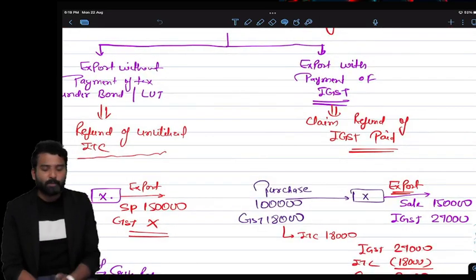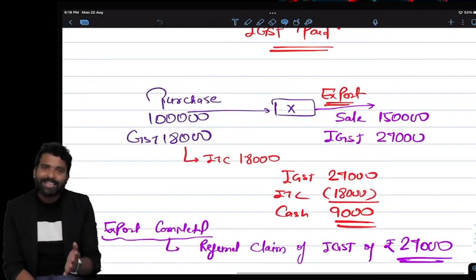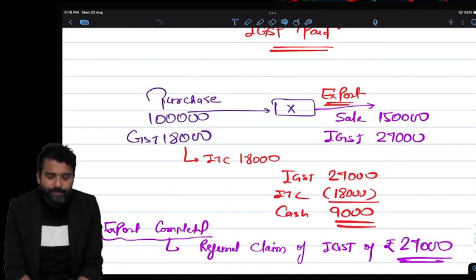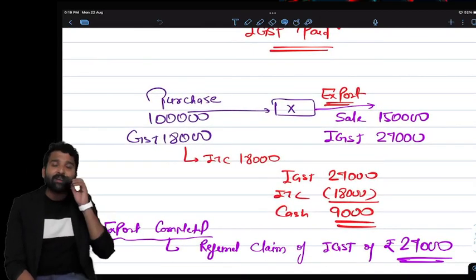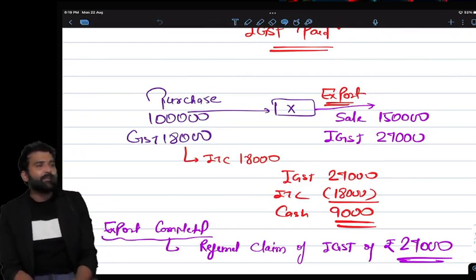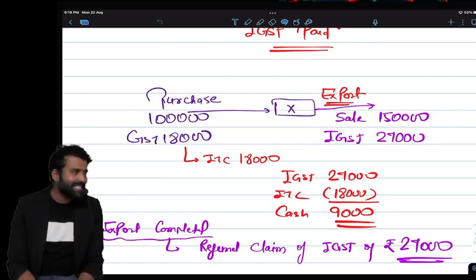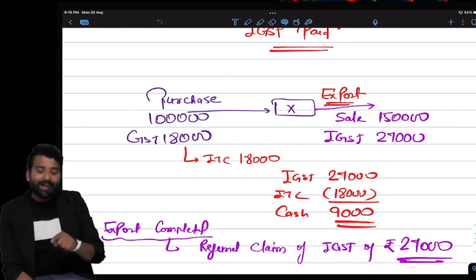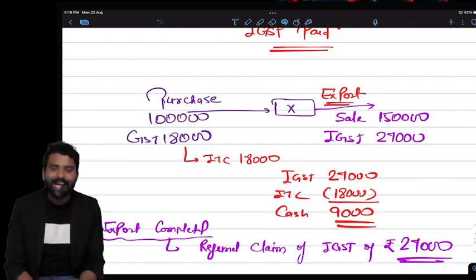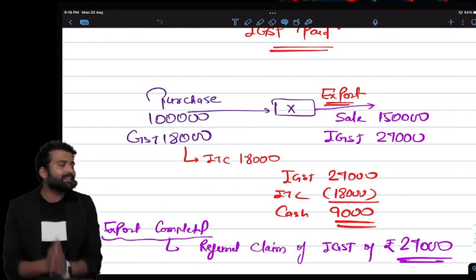If I am opting for export with payment of tax, then at the time of purchase I will claim the ITC. At the time of sale I will pay the whole amount of IGST. Later I can claim a refund of the total amount of IGST paid, that is 27,000. So when I was paying the IGST, I utilized my complete credit. So there is no question of any unutilized credit in the second case. So these are the two options for the exporter.